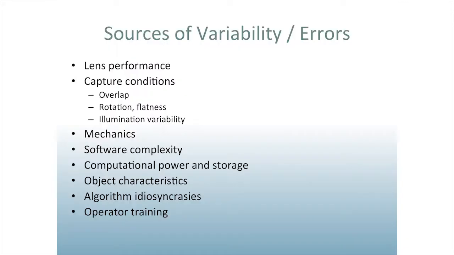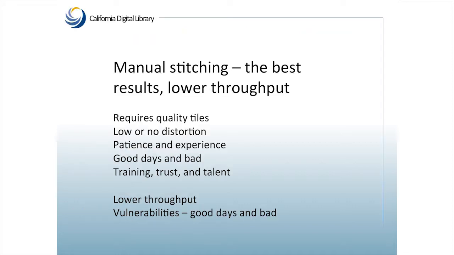Sources for variability. Again, you make really well-made tiles to begin with, and they'll go together really well. Make sure that the software is up to date. You're using the latest version, maybe not the latest version, the latest working version. And that your hardware is running the way it should be.